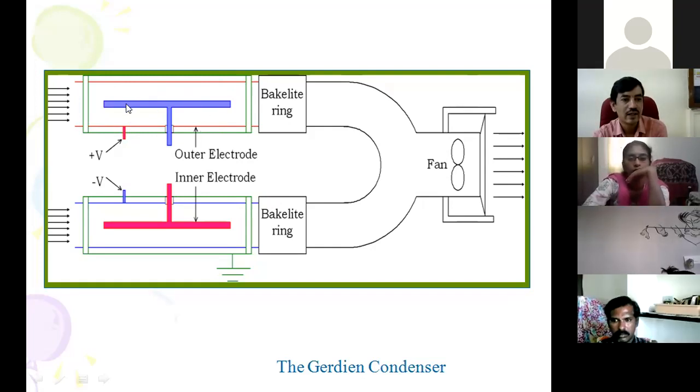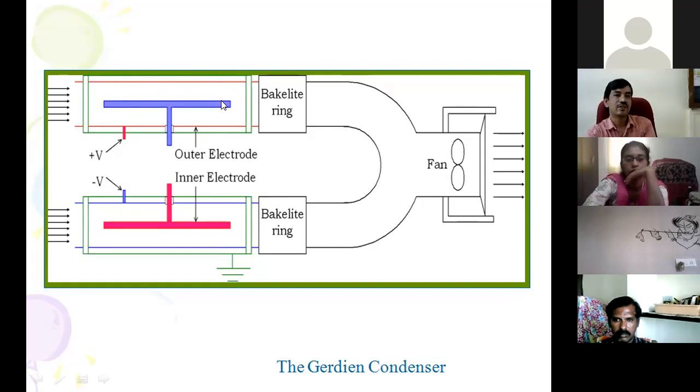This blue line indicates the inner electrode. There are two electrodes in the cylindrical capacitor. The blue rod, a solid rod, is the inner electrode. This is the outer electrode. To the outer electrode, we can apply a potential, say 35 volts.